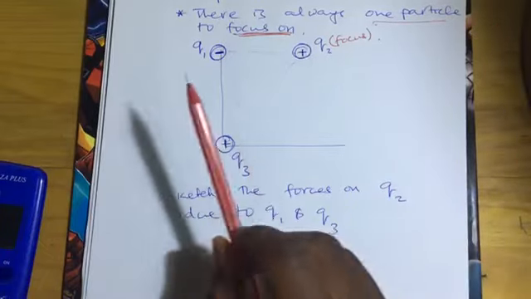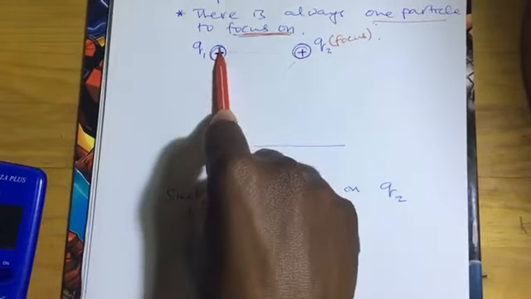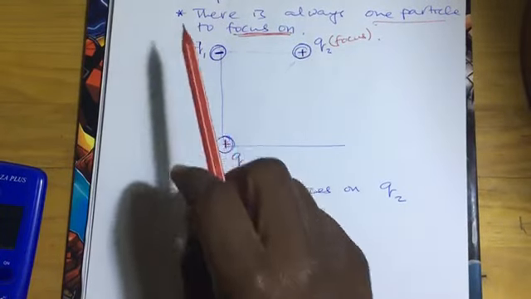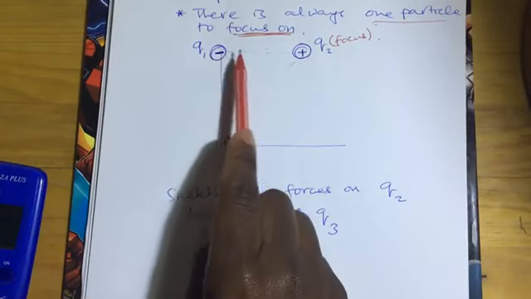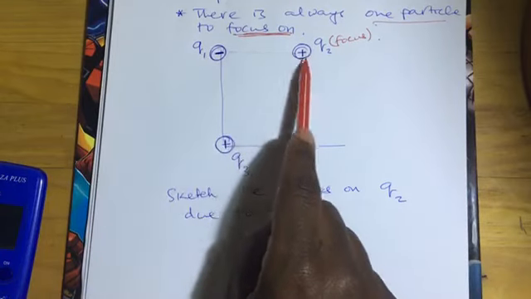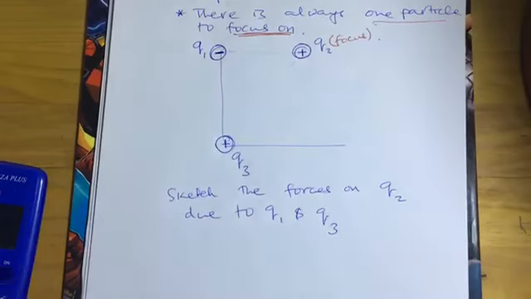So always focus on two things at a go: the focus and one other charge. Again, the focus and one other charge. So if you look at Q1 and Q2, do you expect that we're going to have an attractive force or a repulsive force between Q1 and Q2?